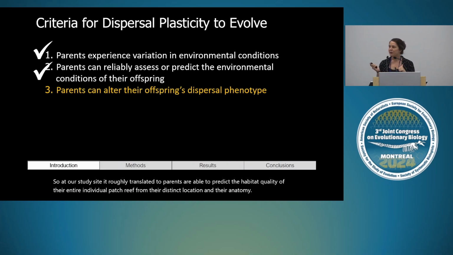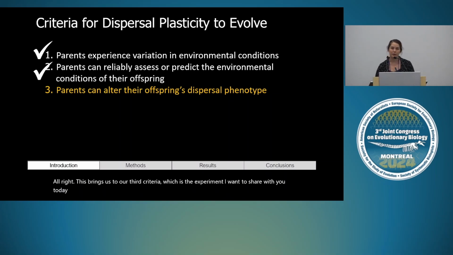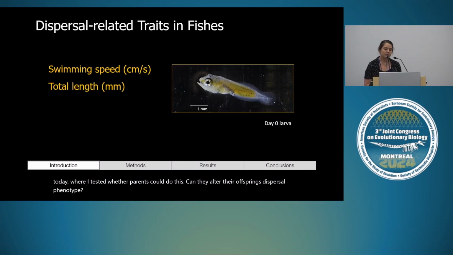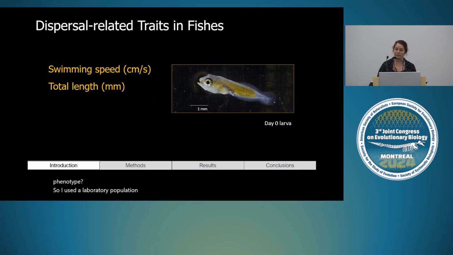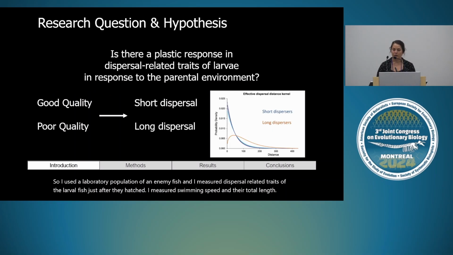All right, this brings us to our third criterion, which is the experiment I want to share with you today, where I tested whether parents could do this. Can they alter their offspring's dispersal phenotype? I used a laboratory population of anemone fish, and I measured dispersal-related traits of the larval fish just after they hatched. I measured swimming speed and their total length. Specifically, I asked, is there a plastic response in these dispersal-related traits in response to their parental environment?